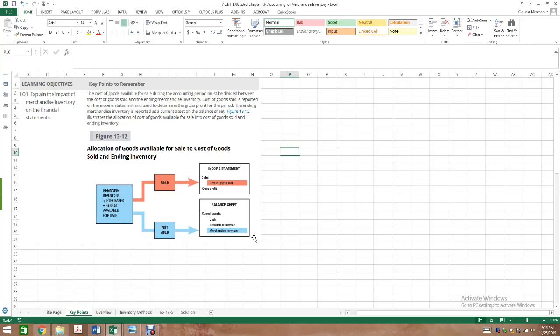So let's say, for example, you are selling furniture. You purchase furniture from a wholesaler and put it in your warehouse. All of that furniture in your warehouse that you have not sold is your merchandise inventory. You own it. It's yours. That makes it an asset, a current asset, because you should be selling it within a year.